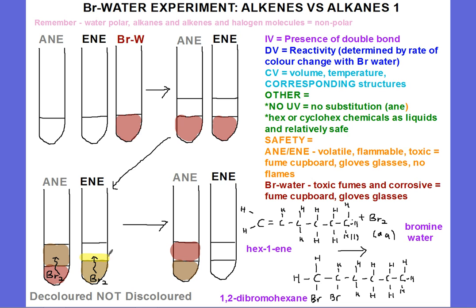With the alkene, though, what we saw was a little yellow layer above the interface, a bit clear above that, and a short time later the alkene had turned completely clear. Both layers were clear, whereas with the alkane, both layers were brown. And we need to explain what's going on there.